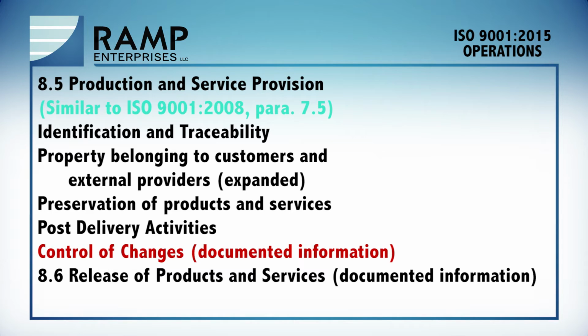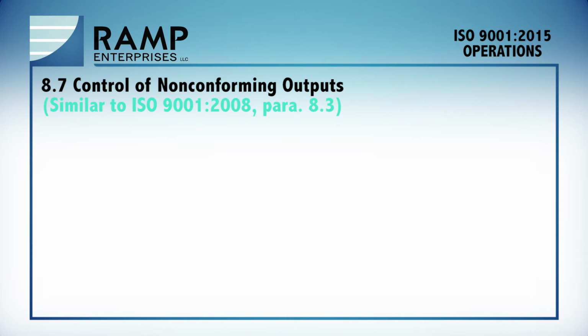Finally, there's a section on release of products and services. Make sure you have your documented information. 8.7 of this section is for control of non-conforming outputs. This used to be paragraph 8.3 of the previous revision of the standard. Much of the same requirements here, with a few enhancements.